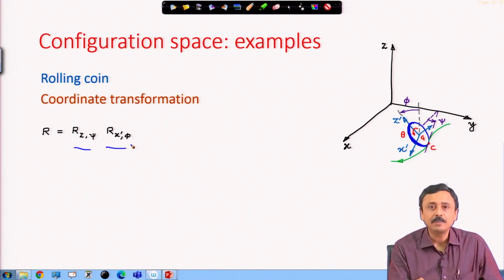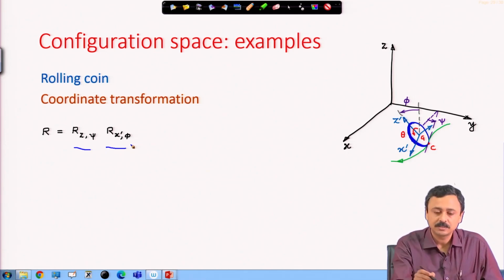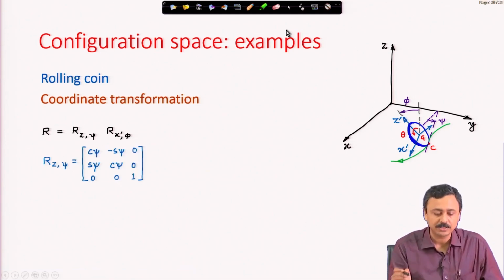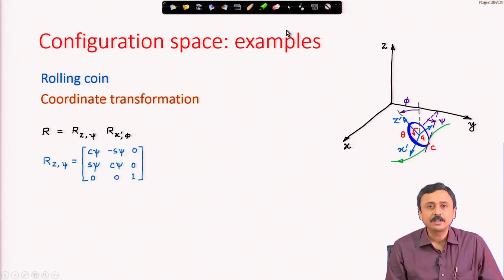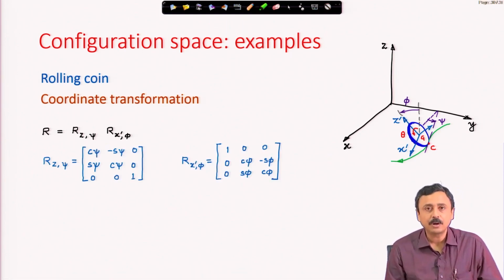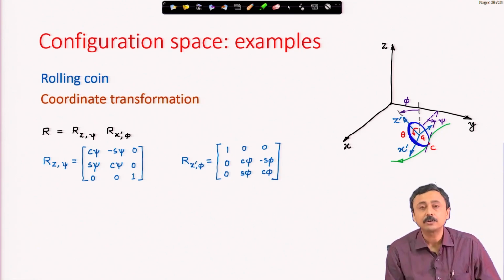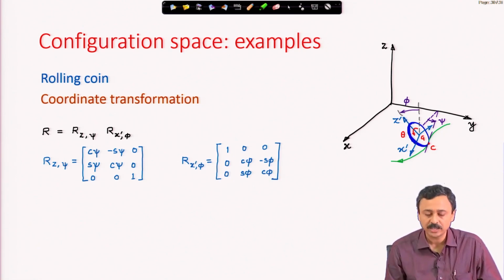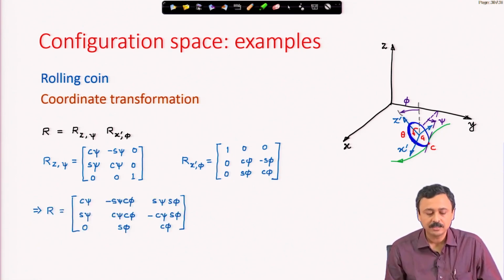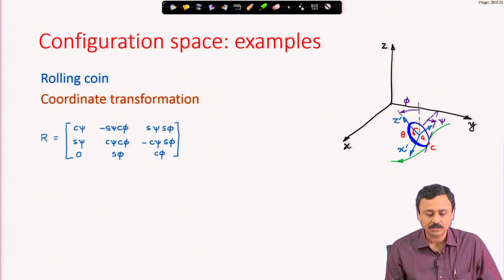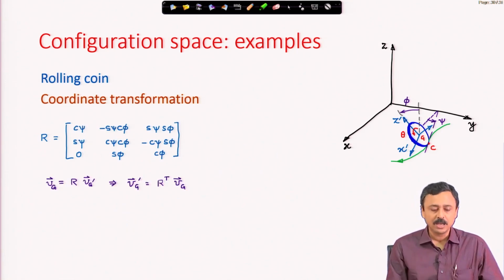Since this is taking place in the new frames, I post multiply this sequence to obtain the rotation matrix. This is the fundamental rotation matrix of psi about z and the fundamental rotation matrix of phi about x prime. If I take the product, this is the net rotation matrix.